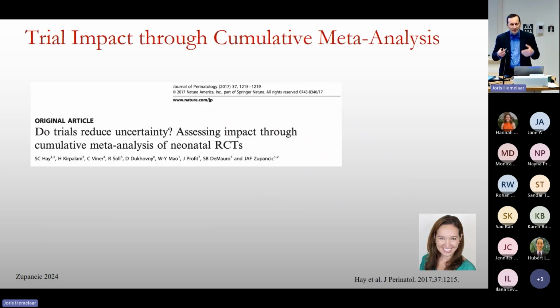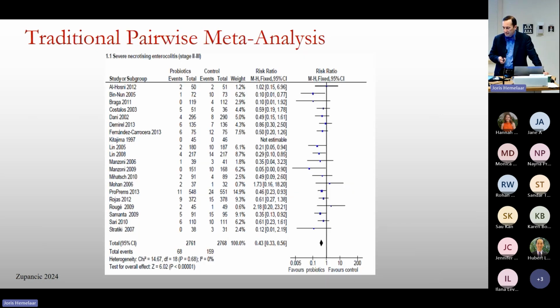And we undertook a very practical descriptive study that basically looked at the impact of the last study added to the Cochrane reviews, to those 300 Cochrane reviews in neonatology. This is the work of Susanna Hay on my faculty.